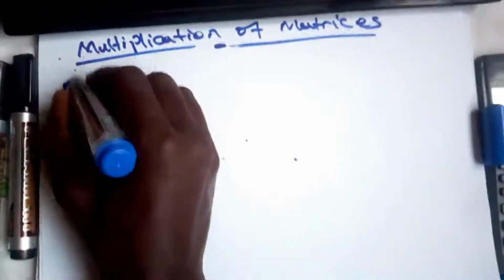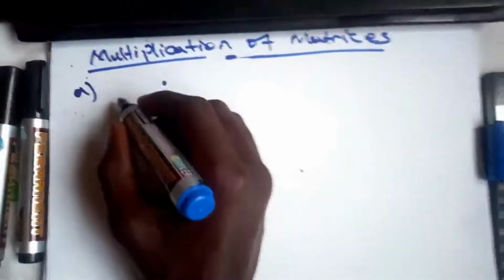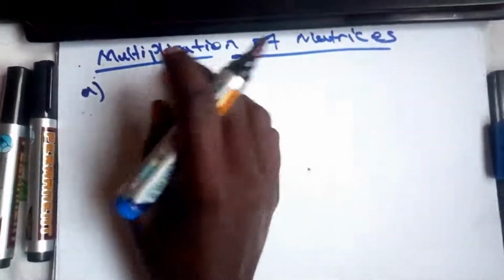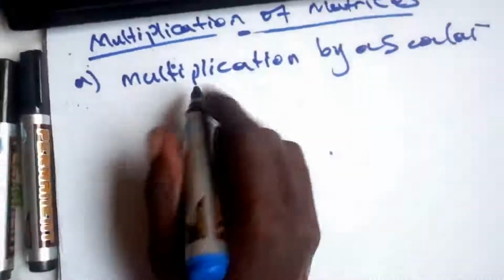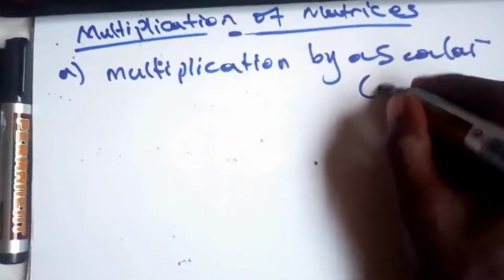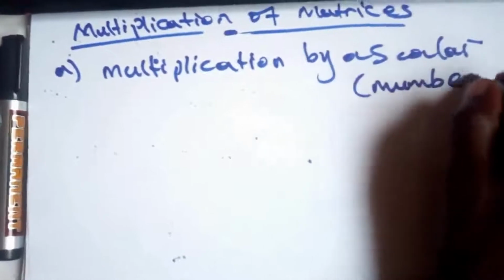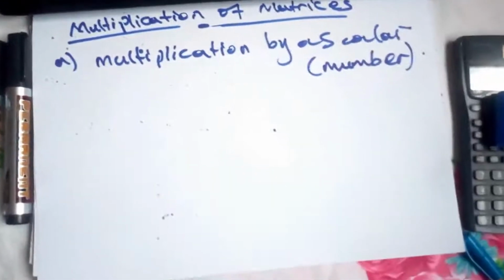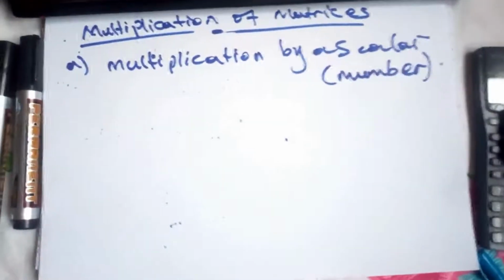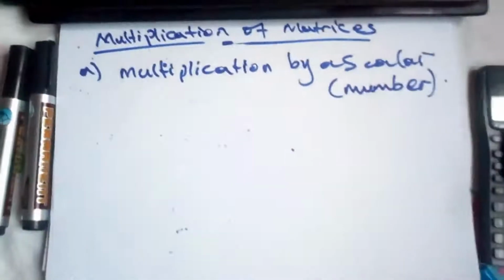First of all, we are going to look at multiplication by a scalar. Can we multiply a matrix by a scalar or by any number? Can I really multiply a matrix with any number? This is a scalar or number. So if we can do that, then we shall be able to continue to the other part. So let us start with that part.